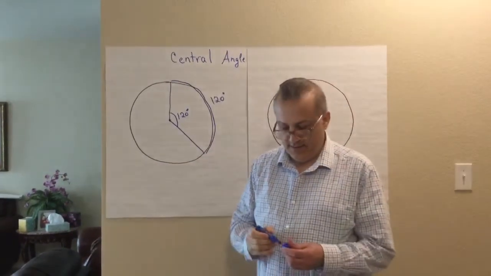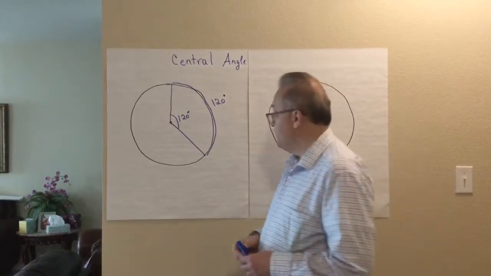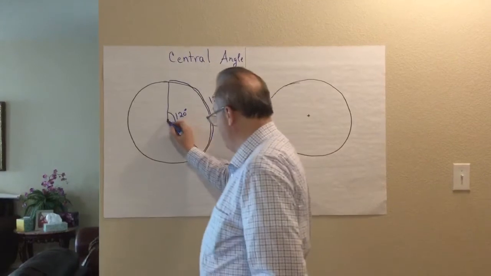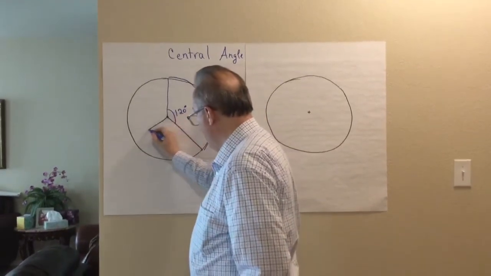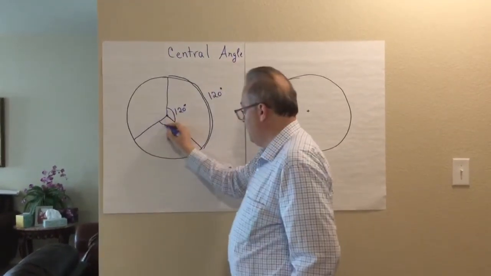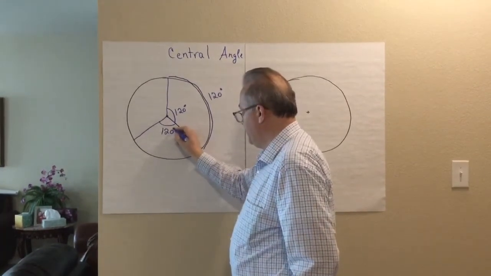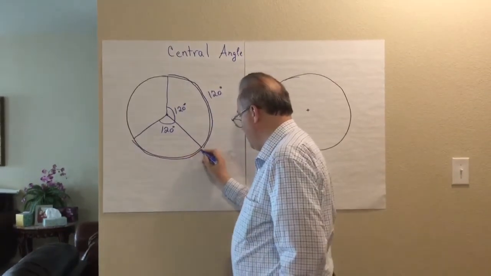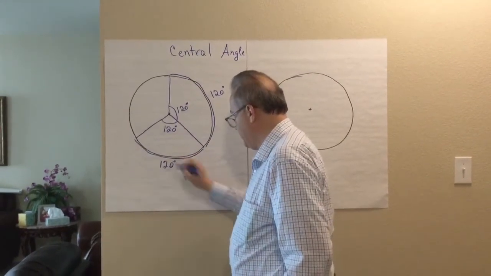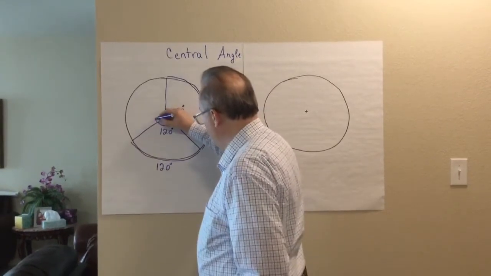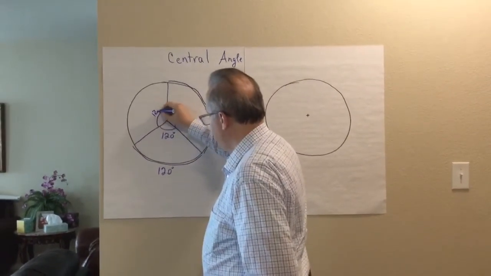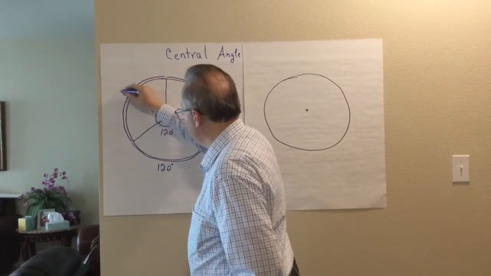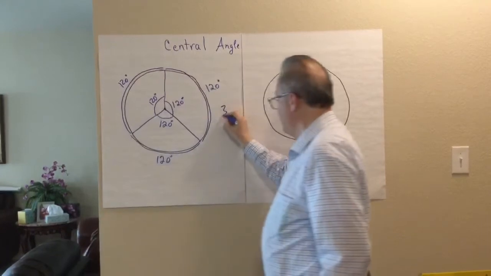We know that the circle has 360 degrees. Therefore, I have one more angle of 120, another central angle, and this is the arc, 120 degrees. And then one more angle of 120, the arc is 120 degrees. Altogether 360.